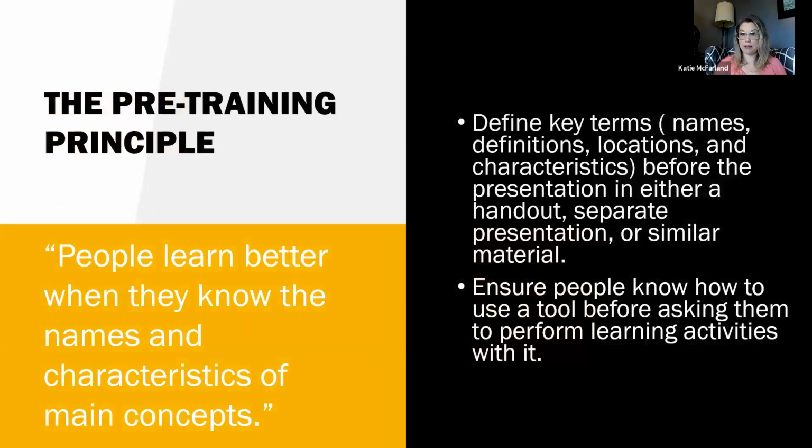Okay, the pre-training principle. This is kind of like signaling that we talked about before, but it's a little bit more in depth. So instead of just getting people prepared for what they're going to learn, you're going to give them the tools they need to be able to learn. If somebody doesn't know the names or the main concepts or the characteristics of something you're talking about, they're not going to be able to learn it, no matter how well you teach it. They need to be able to know what words mean. They're going to need to know certain pieces.